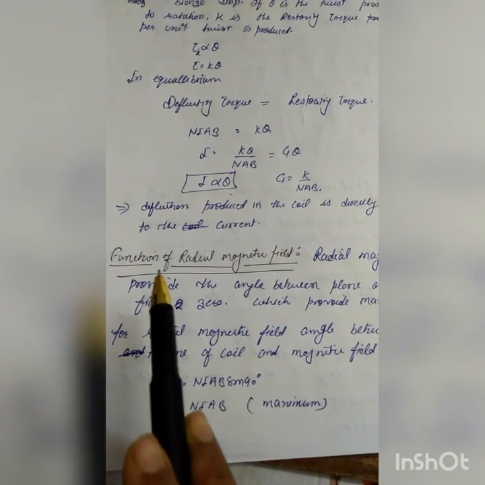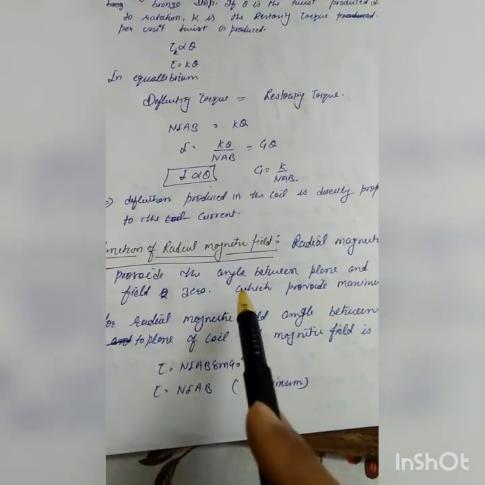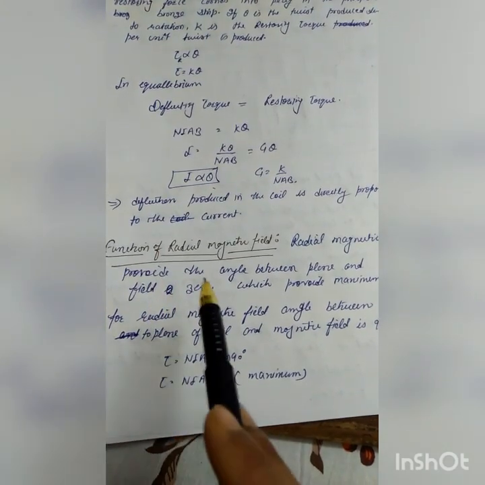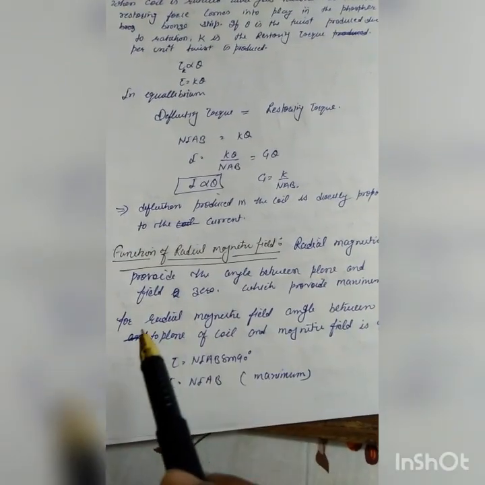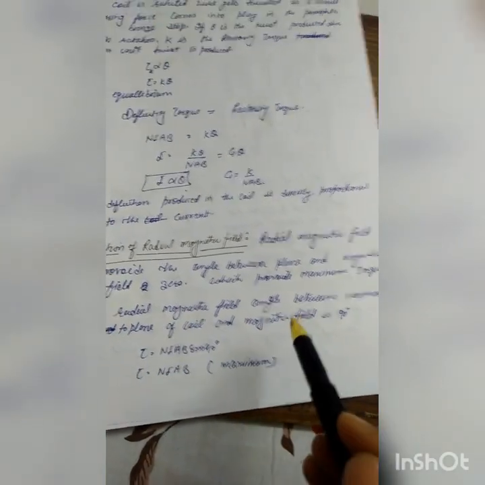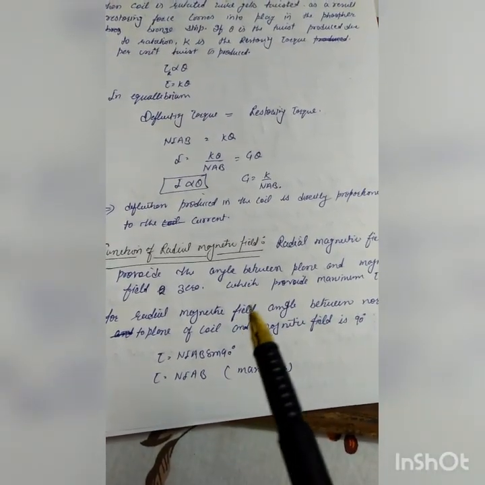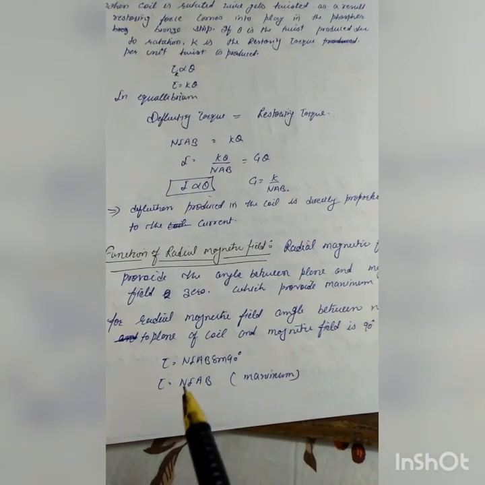Today we will discuss the function of radial magnetic field. Radial magnetic field makes the angle between the plane and the magnetic field 0, which provides the maximum torque. The angle between the normal to the plane of the coil and the magnetic field is 90. It is very important. The angle between the normal of the plane and the magnetic field is 90, and the angle between the plane and the magnetic field is 0 degree.